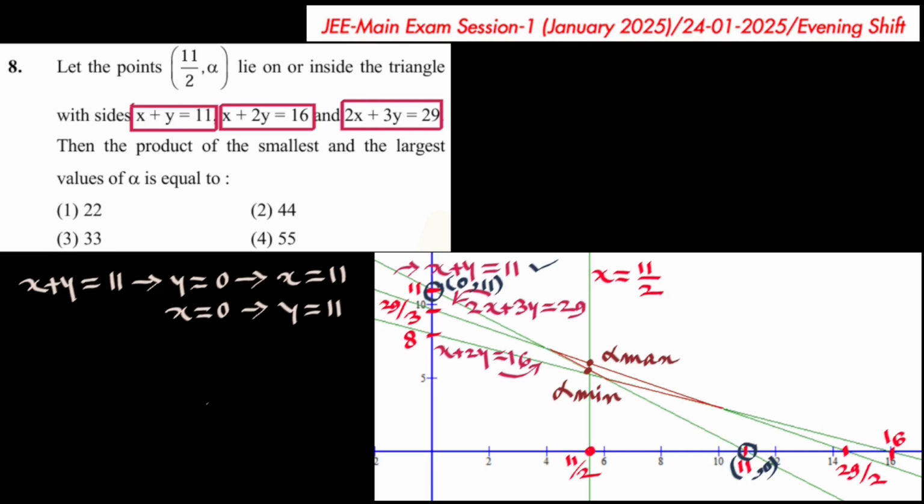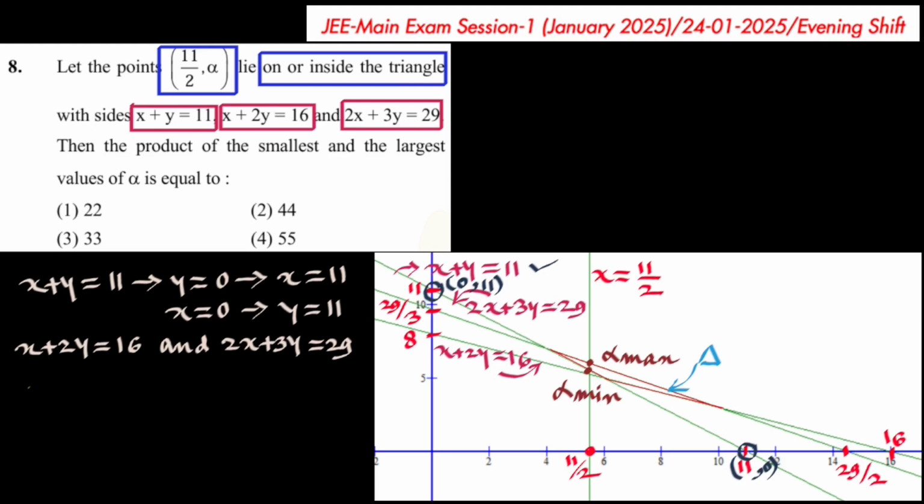So by joining 11, 0 and 0, 11, we can draw this line x plus y equals 11. Similarly, we can draw lines x plus 2y equals 16 and 2x plus 3y equals 29 as shown in the figure. After having drawn the lines, the triangle in question is shown in the figure by red boundaries. It is given that point 11 upon 2 comma alpha lies on or inside this triangle, which means the line x equals 11 upon 2, which is parallel to the y-axis, cuts this triangle in 2 points, alpha minimum and alpha maximum, this point and this point here.